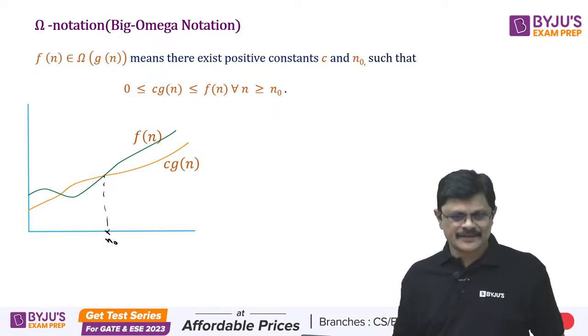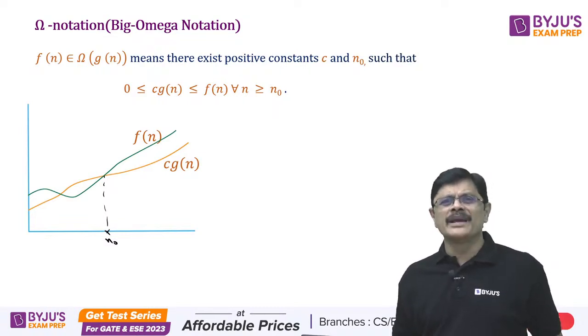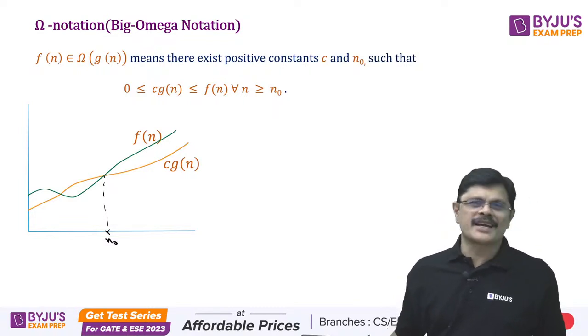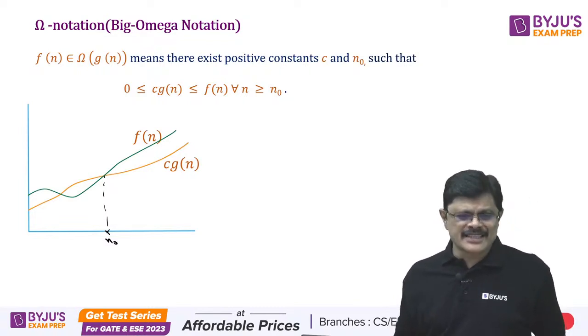Generally there is a wrong understanding that big O means worst case, big omega means best case, and big theta means average case. That is a wrong understanding.